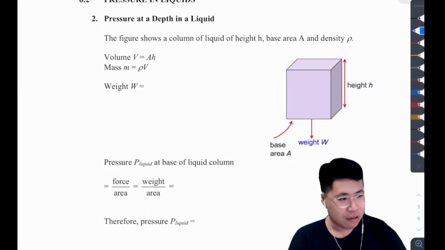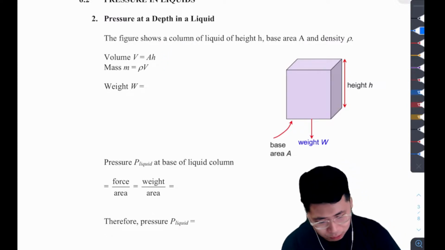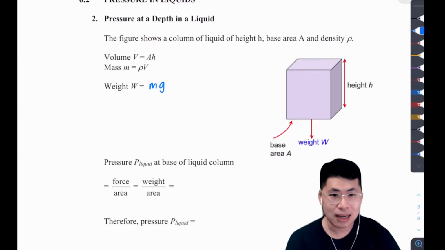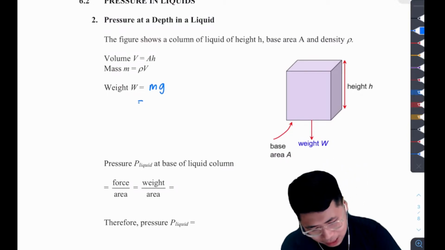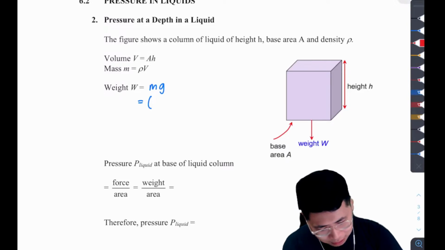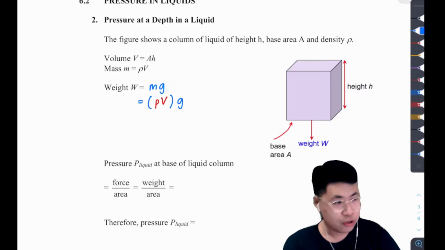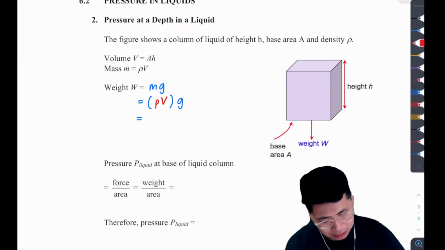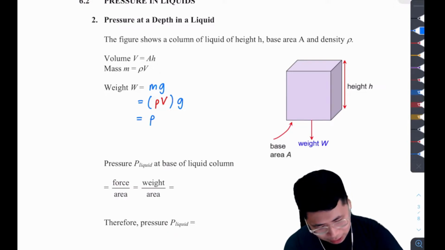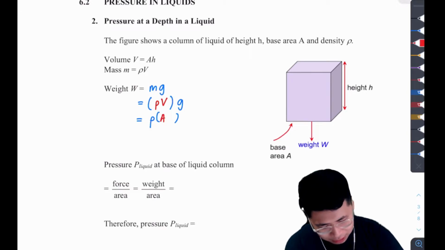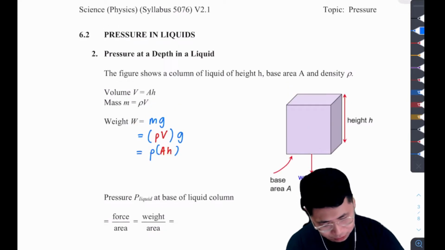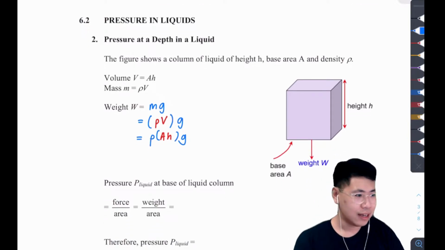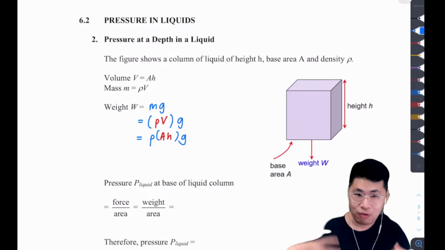So with this, let us derive the weight. The weight here will be equal to mg, mass times g, right? Mass, we can rewrite as rho and V, so density times volume times g. And for V, we can exchange it and write it as area times h, times g. So this would be the first expression of our weight.